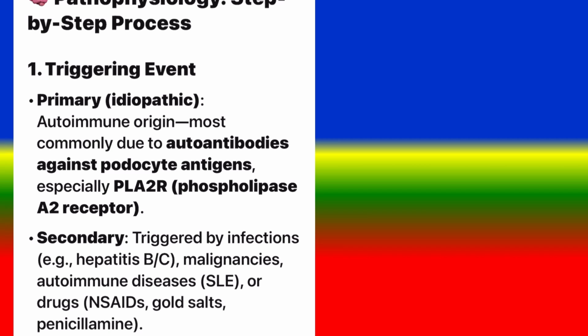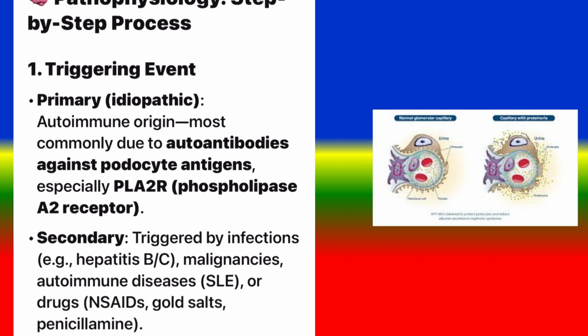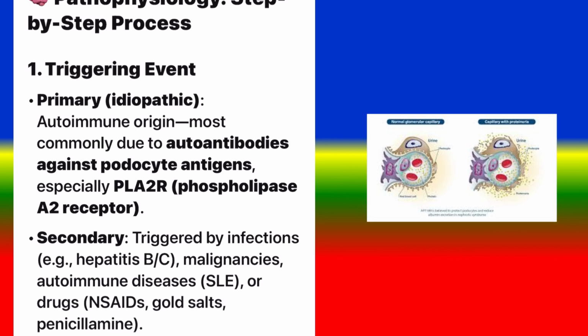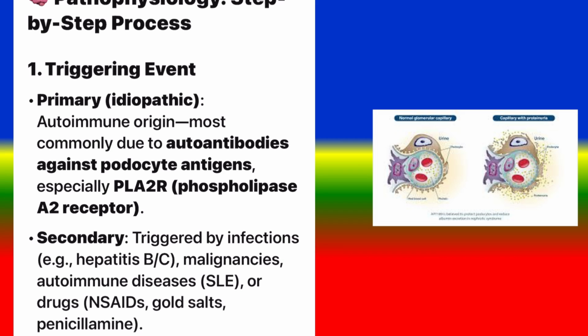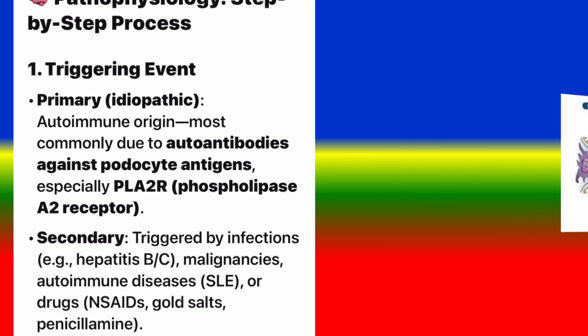Pathophysiology, step-by-step process. 1. Triggering event. Primary, idiopathic, autoimmune origin, most commonly due to autoantibodies against podocyte antigens, especially PLA2R, phospholipase A2 receptor. Secondary, triggered by infections, e.g. hepatitis B, C, malignancies, autoimmune diseases, SLE, or drugs, NSAIDs, gold salts, penicillamine.